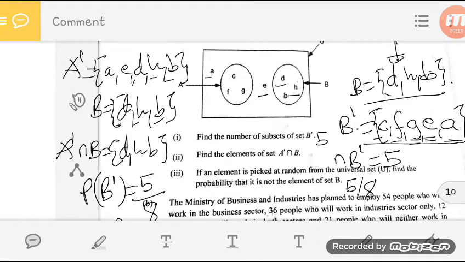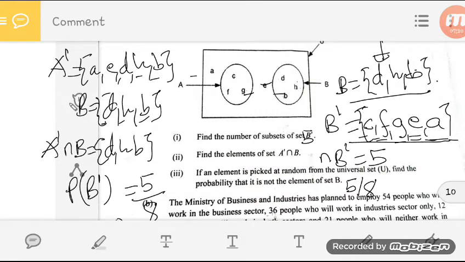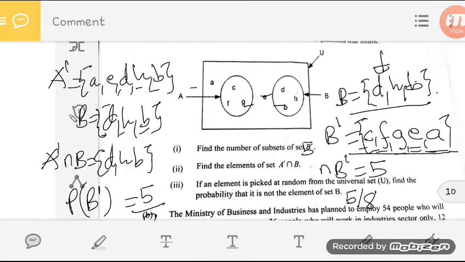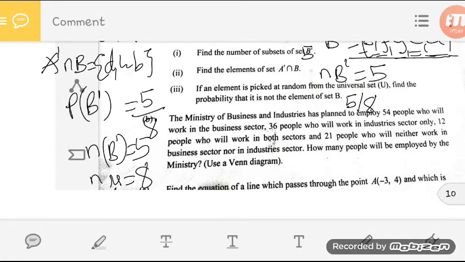Let's again return here and count. We have B complement. We have 1, 2, 3, 4, 5. We have 5 elements in B complement. And how many elements do we have in the universal set? 1, 2, 3, 4, 5, 6, 7, 8. That is exactly 5 over 8. And this is how you're going to find the probability of B complement. Now, this question I'll solve above there.